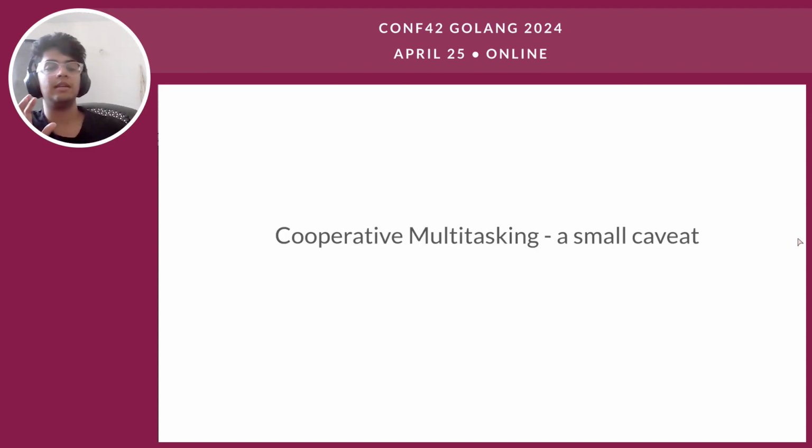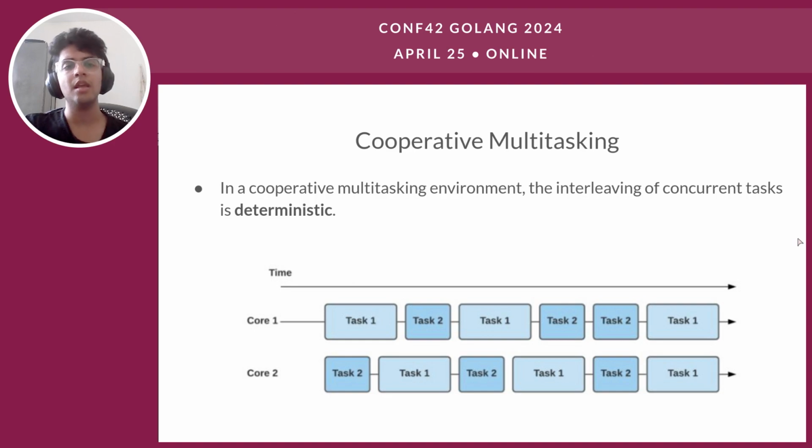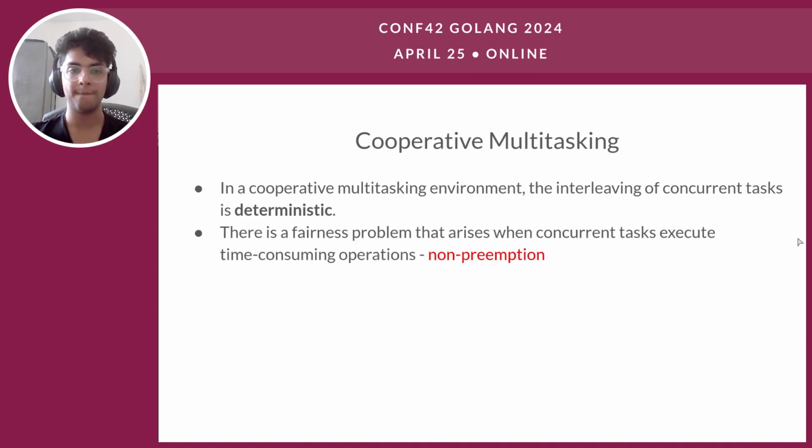This is a nice way to show the limitations of a coroutine. So cooperative multitasking, right? In a cooperative multitasking environment, your concurrent tasks are interleaved. One task runs and stops itself, then the second task runs. This interleaving needs to be deterministic. But coroutines by definition are non-preemptive.